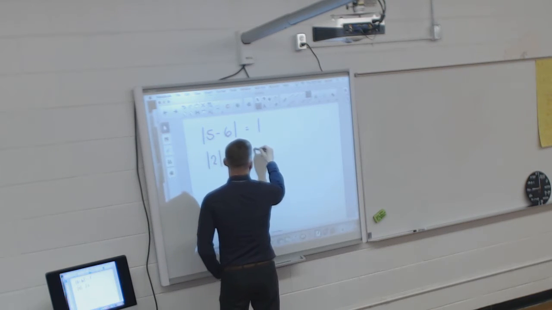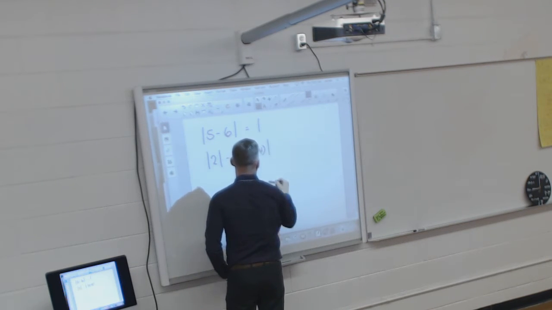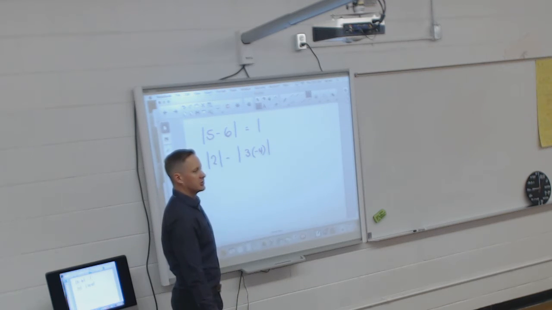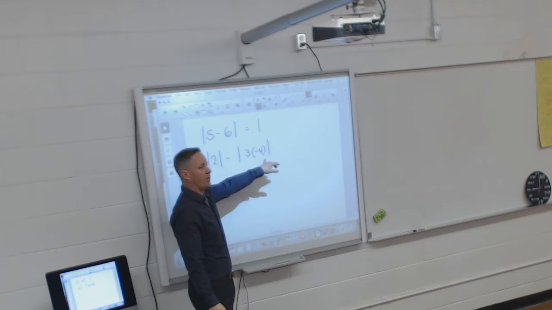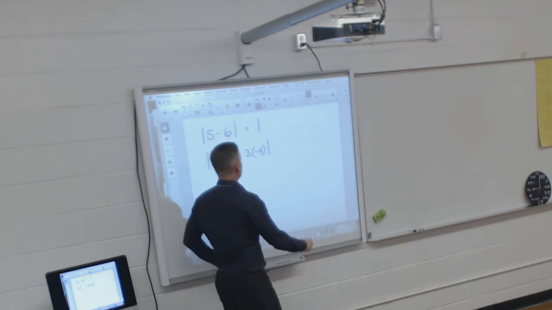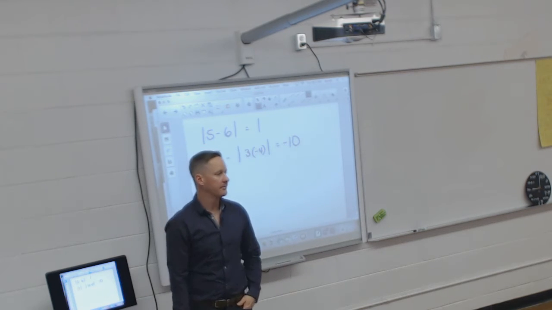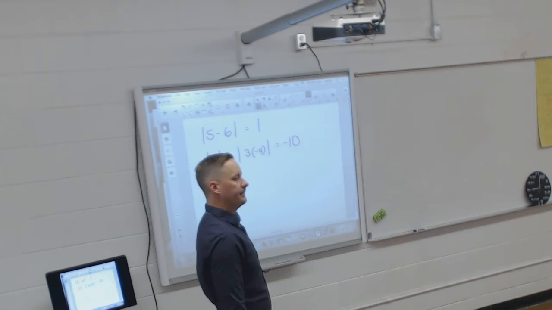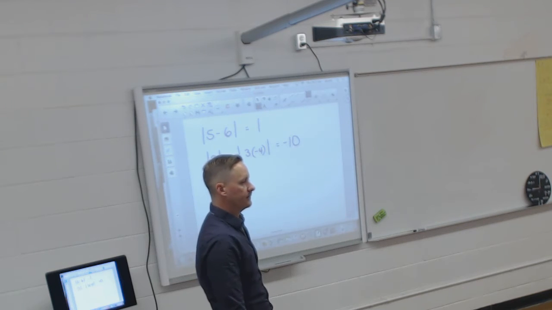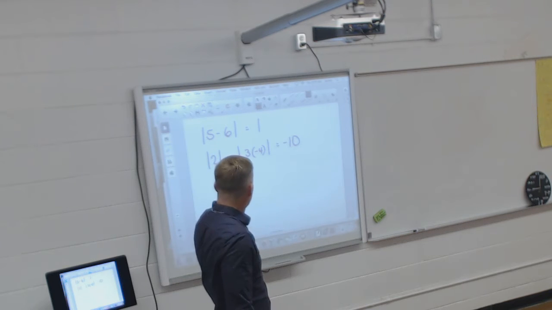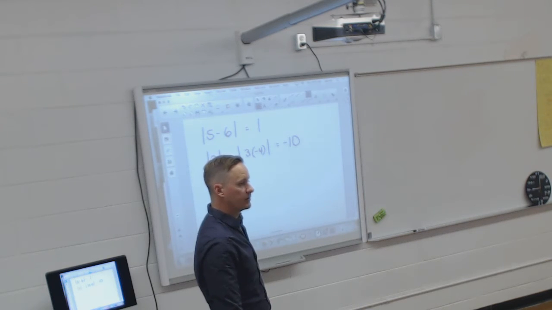So I've got the absolute value of 2 minus the absolute value of 3 times negative 4. Okay? So starting in here, 3 times negative 4 is negative 12, absolute value of negative 12 is 12, 2 subtract 12. Your answer is negative 10. Shouldn't we have an absolute value of the negative? Absolutely not. Never. Why do I have a negative? Because I took the absolute values first and then I subtracted them. And then it's just 10.